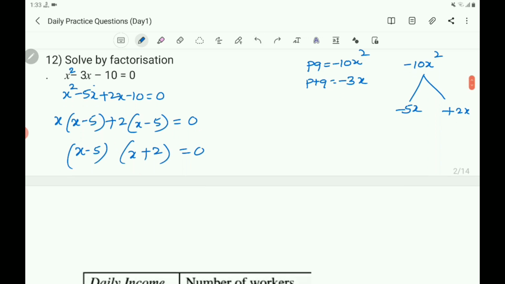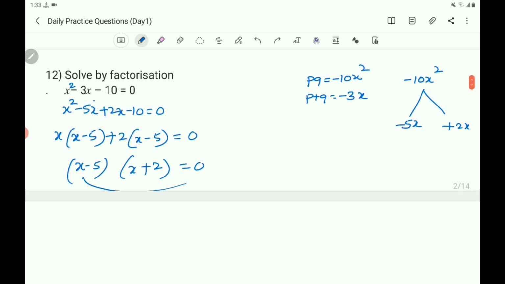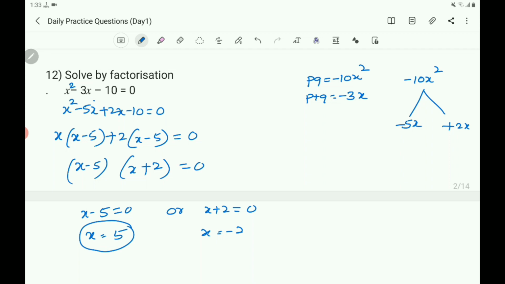Now equate each factor to 0. You will get x minus 5 equals 0 or x plus 2 equals 0. Then x equals 0 plus 5, it becomes 5, or x equals 0 minus 2, minus 2. So you got the two roots, x equals 5, x equals minus 2, that is by factorization method. In this way you solved it by factorization method.